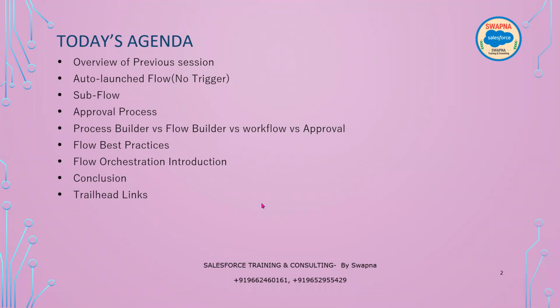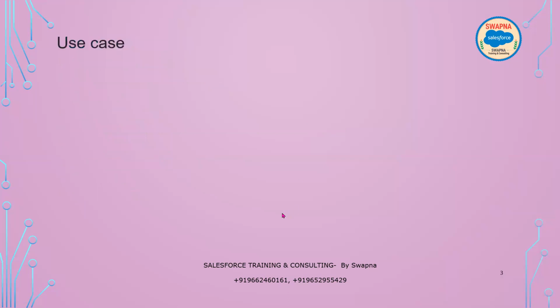So quickly, what did we learn in yesterday's session? Platform events, custom label, scheduled platform event, custom label. We have seen that. So let's go ahead and see the auto launch flow.